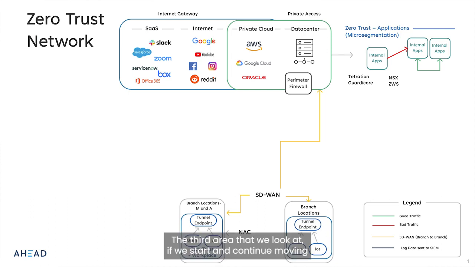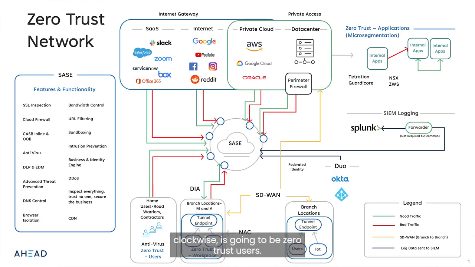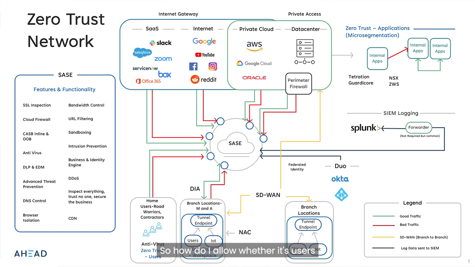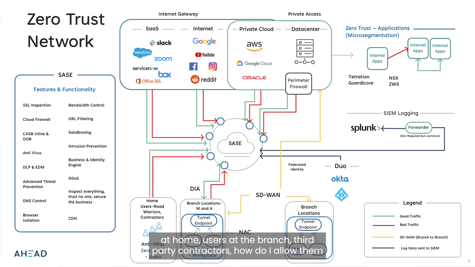The third area that we look at, if we continue moving clockwise, is going to be zero trust users. So how do I allow a paradigm that says my users can be anywhere, but how do I give them the security constructs that say they're allowed to go to an application to get their job done? So again, going back to that least privilege model, but based off of identity. Everything that we look at in a zero trust reference architecture has the basis of identity. That is one of the key pillar foundations that we look at. So how do I allow, whether it's users at home, users at the branch, third-party contractors, how do I allow them the proper access to get to the workload wherever it may be?